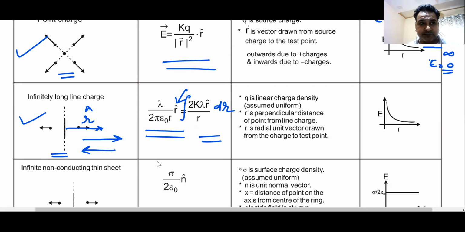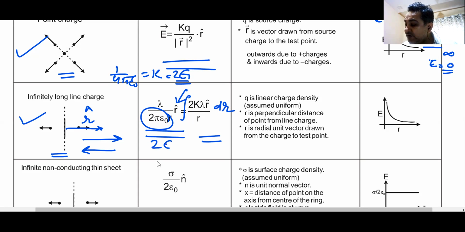So you just substitute the value and you will get the answer for electrostatic field. For example, 1 by 2 pi epsilon naught. Remember, 1 by 4 pi epsilon naught was k, and this k is replaced by G, the gravitational constant. So if you have 1 by 4 pi epsilon naught, this will be 2 times G. So the formula for gravitational field will become 2 times G lambda by r.